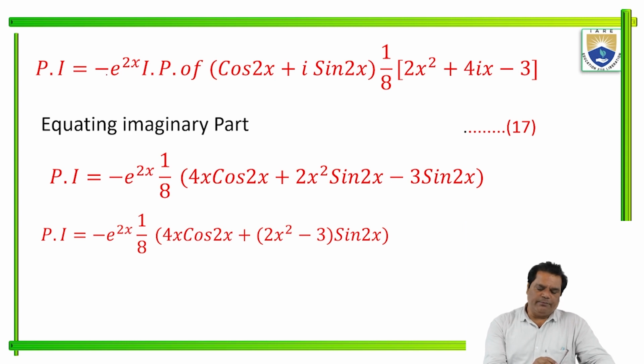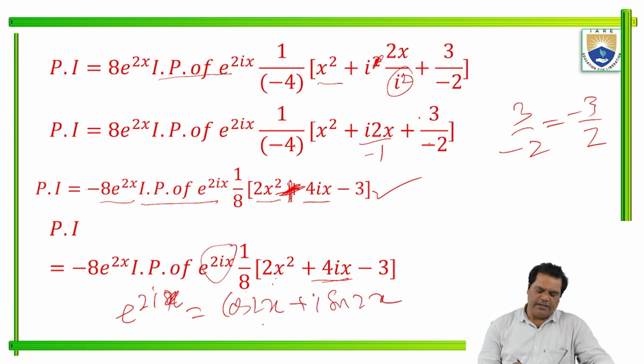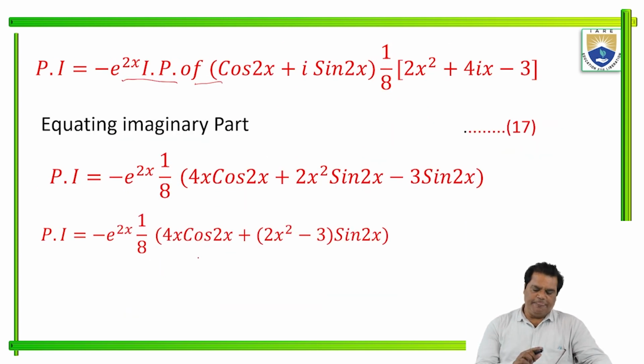Now PI equals minus e to the power 2x times the imaginary part of e to the power 2ix. For e to the power 2ix we have the formula: this is equal to cos 2x plus i sin 2x. I am writing this formula here in place of this. So we write here the imaginary part of cos 2x plus i sin 2x times 1 upon 8, 2x square plus 4ix minus 3. Now equating only the imaginary part.